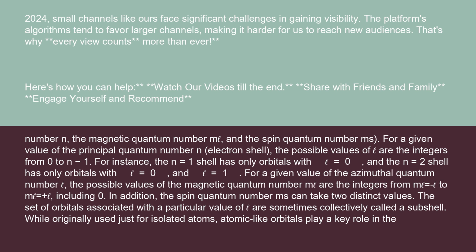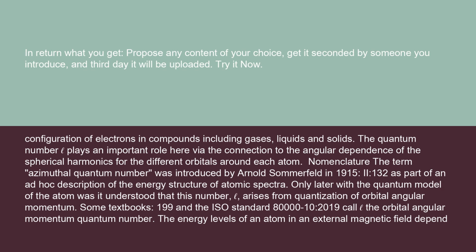While originally used just for isolated atoms, atomic-like orbitals play a key role in the configuration of electrons in compounds including gases, liquids, and solids. The ℓ quantum number plays an important role here via the connection to the angular dependence of the spherical harmonics for the different orbitals around each atom.